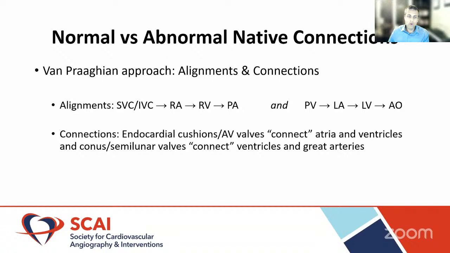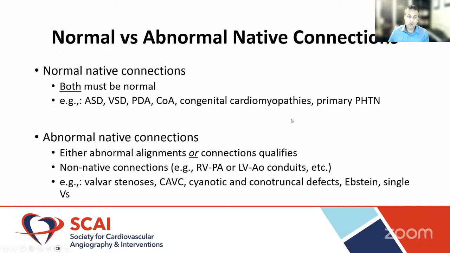von Praagh talked about alignments and connections, and essentially, to steal my own thunder, both of those have to be normal. By alignments, they meant that the blood flow from the SVC and IVC went into the right atrium, then the right ventricle, then the pulmonary arteries, and then on the left side of the heart, the pulmonary vein to the LA, to the LV, to the aorta. But in the heart itself, the connections, the endocardial cushions between the atria and the ventricles, and then the conus and semilunar valves connecting the ventricles and great arteries, are also considerations when you're deciding if it's normal or abnormal.